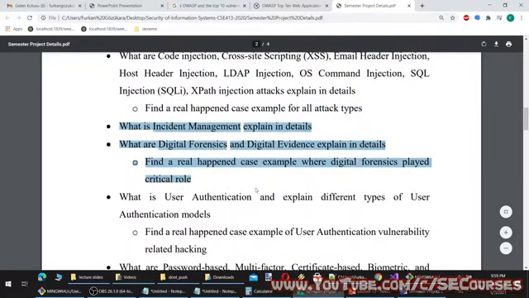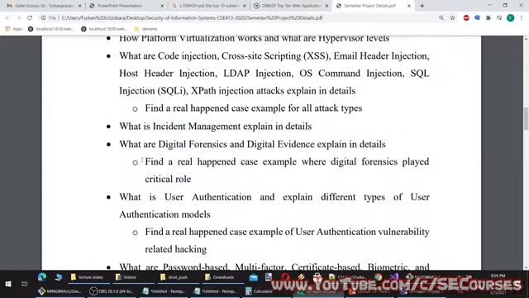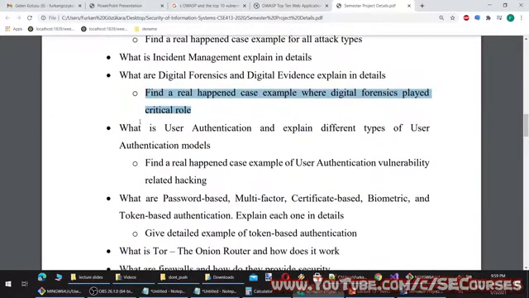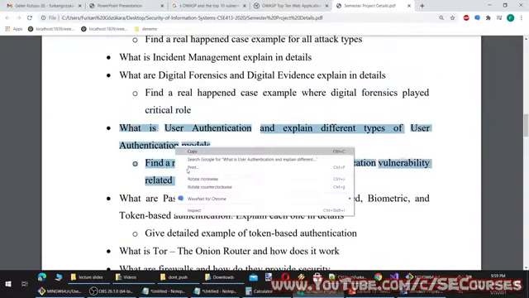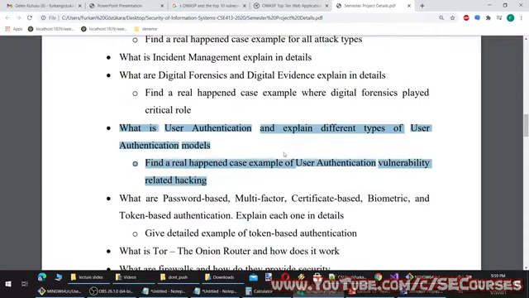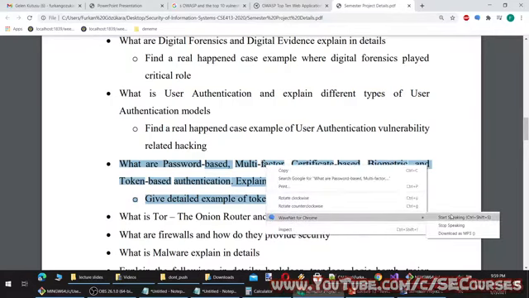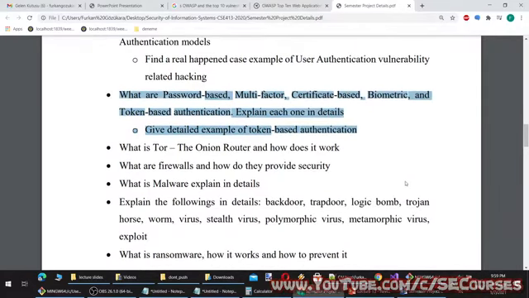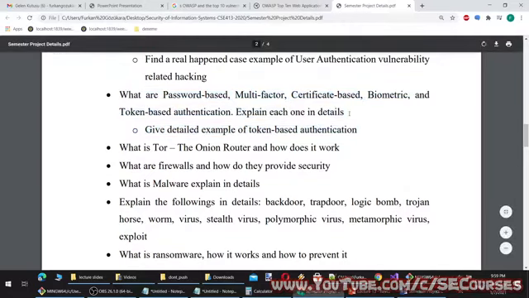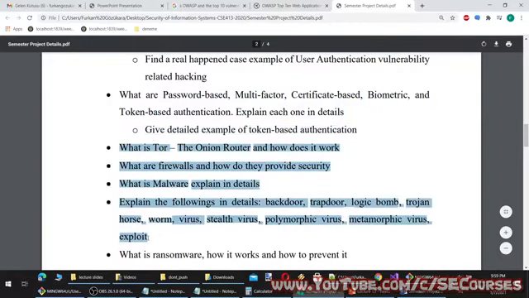What is incident management? Explain in details. What are digital forensics and digital evidence? Explain in details. Find a real happened case example where digital forensics played critical role. What is user authentication and explain different types of user authentication models. Find a real happened case example of user authentication vulnerability related hacking. What are password-based, multi-factor, certificate-based, biometric, and token-based authentication? Explain each one in details. Give detailed example of token-based authentication.